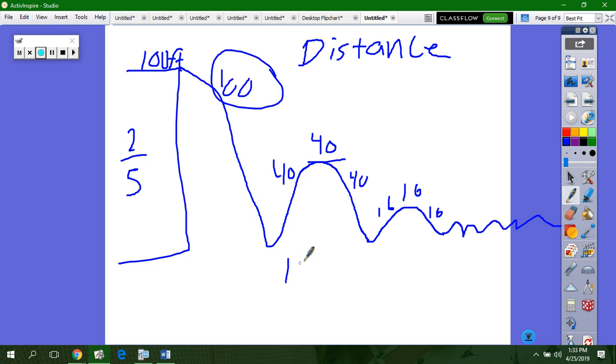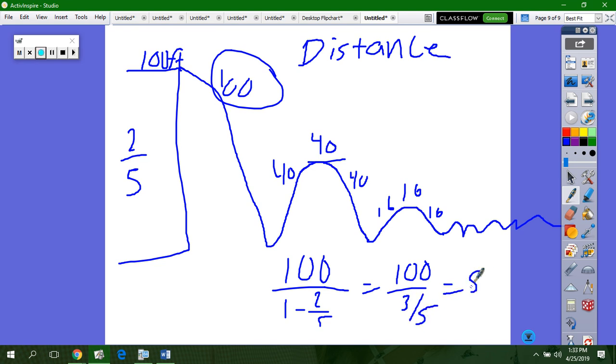100 over 1 minus, what's our rate? 2/5. So right there, guys, that is 100 divided by 3/5, which is 500 thirds, which I don't know what that is really. Can somebody tell me what that is in their calculator, 500 thirds? It's 166.7, I think. Somebody do that?